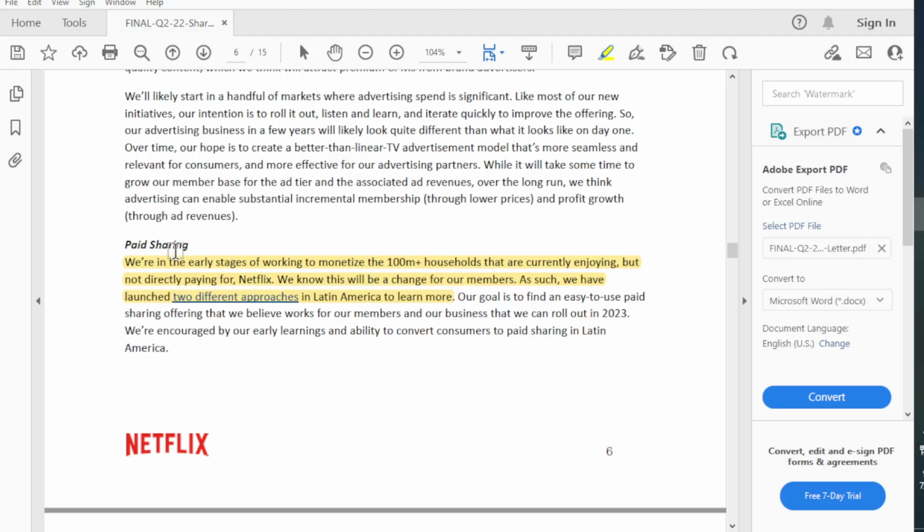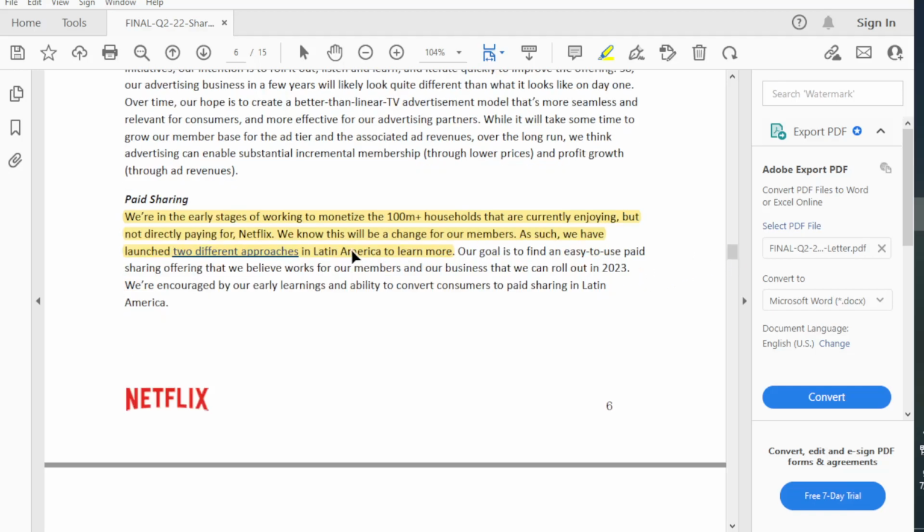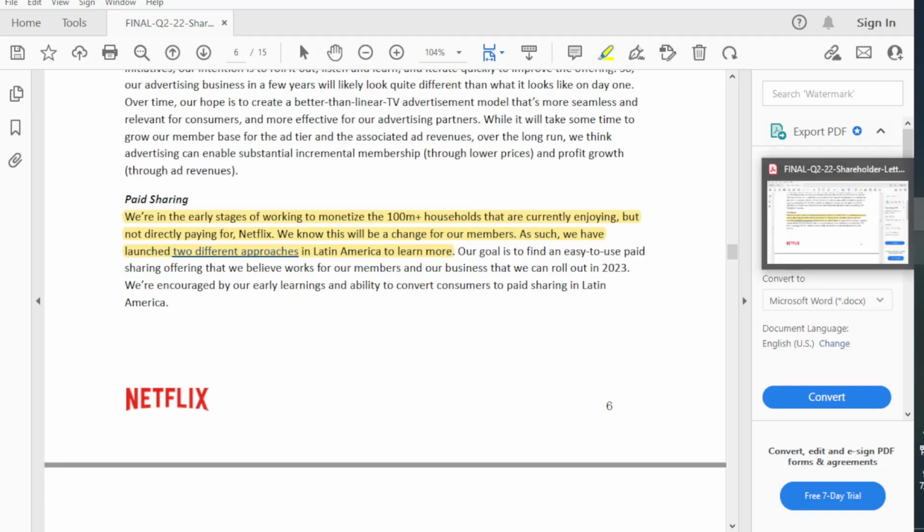Now, page sharing. So they say we're in the early stages of working to monetize the 100 million plus households that are currently enjoying but not directly paying for Netflix. So that means you guys who are just bumming off other people's Netflix accounts. We know this will be a change for our members. As such, we have launched 2 different approaches in Latin America to learn more. So let's take a look at that real quick.